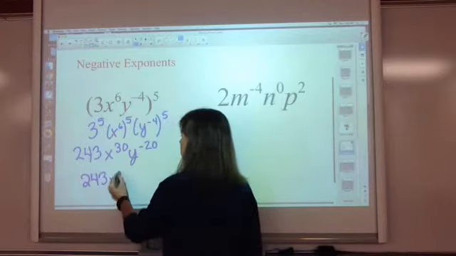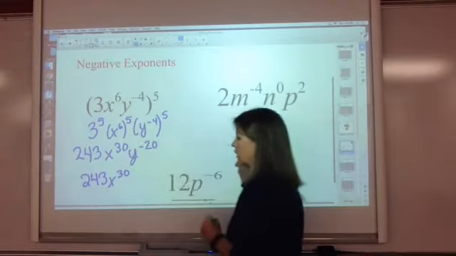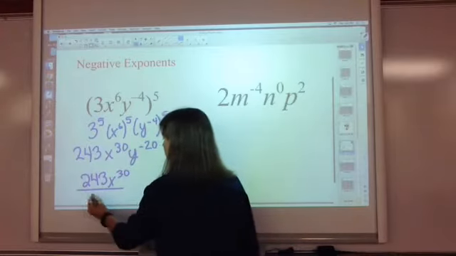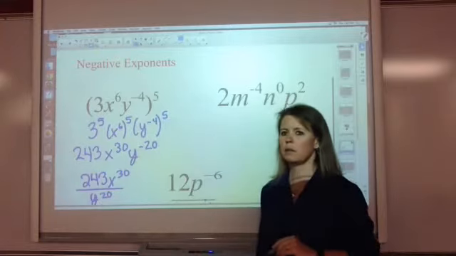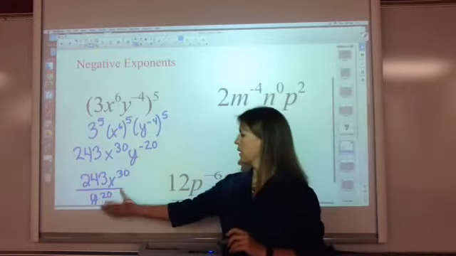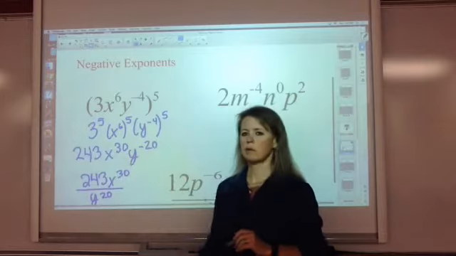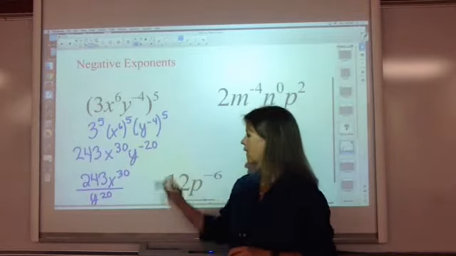243x to the 30th stays in the numerator. Y to the 20th moves to the denominator. Don't just move the 20, move its base with, and change your negative to a positive. Final answer.